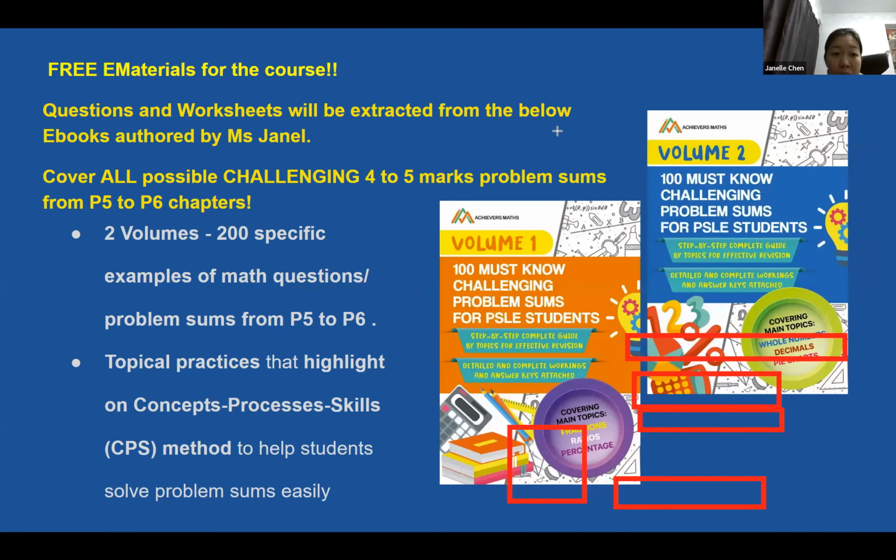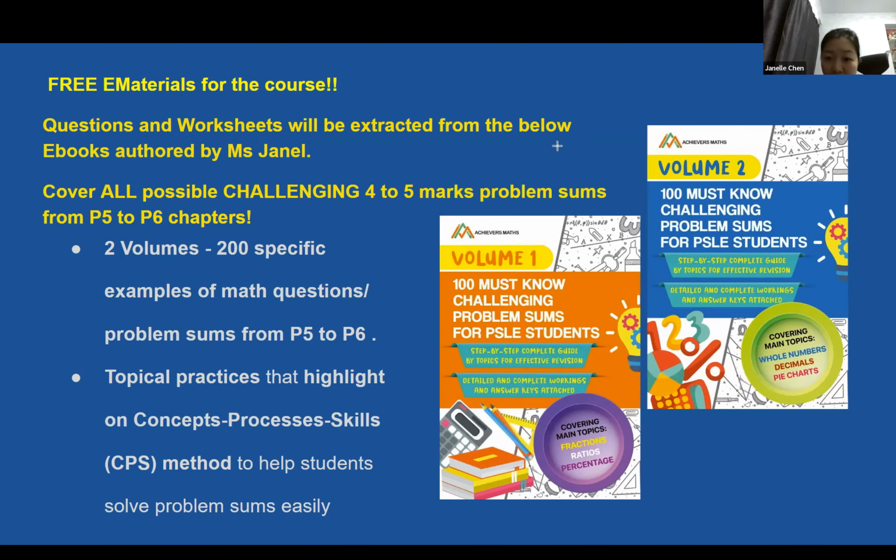Like what I said just now, there will be free material given, the e-material. These are books published by Achiever Maths, and I covered all the questions and the answer key. So it's set by me and authored by me. There will be 200 specific examples, mainly for P5 to P6, but there's no harm for P4 to look through as well.